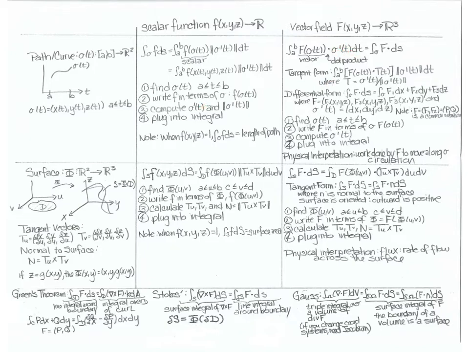Again, these steps are very similar if you compare them. There is a tangent form over here for this path integral, and the idea here is if you take your velocity and you divide by the magnitude of the velocity, you get the tangent, a unit tangent vector.